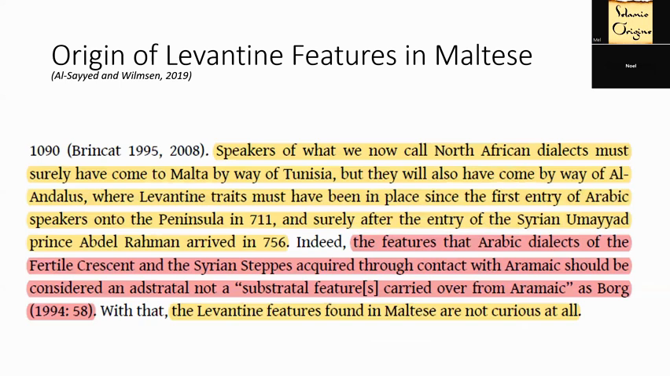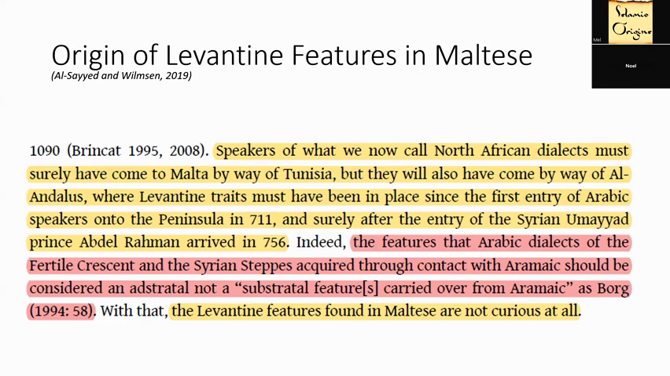And they were not wiped out altogether, but you would find more features than today. But not so in Maltese, or in Spanish Arabic, Al-Andalusi Arabic, or Sicilian Arabic, because these were never conquered by Banu Hilal. And therefore, now that we have a bit of a clearer picture of the history, these Levantine features are not that curious at all.